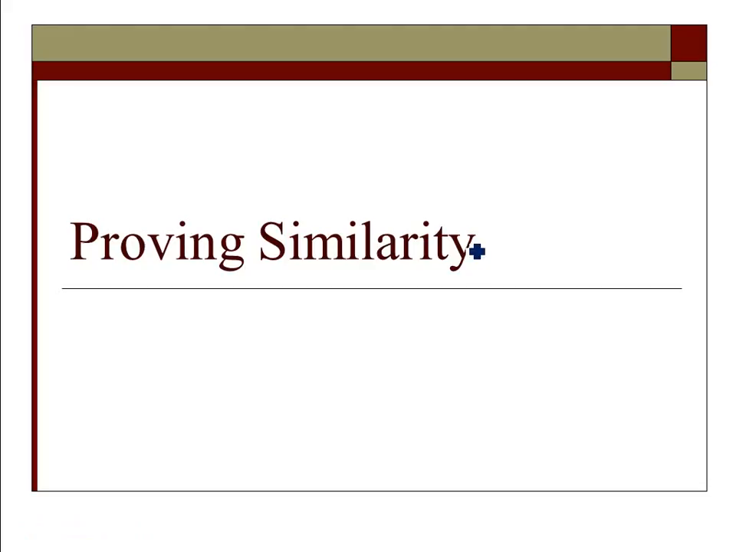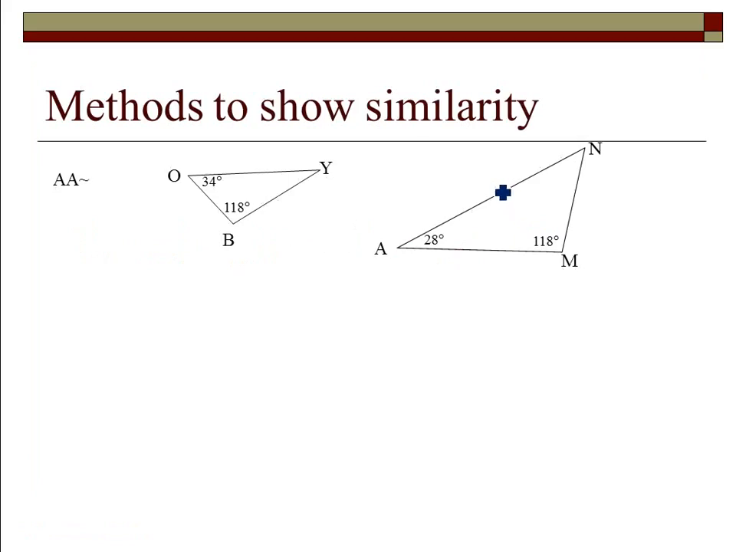Okay, we're going to look at proving similar triangles, how we go about actually proving that two triangles are similar. We have actually three different methods. The first method we have right here is angle-angle similarity. It's probably the easiest one to look for.